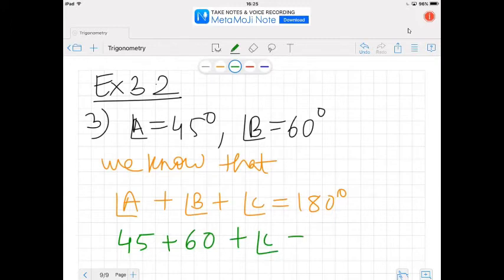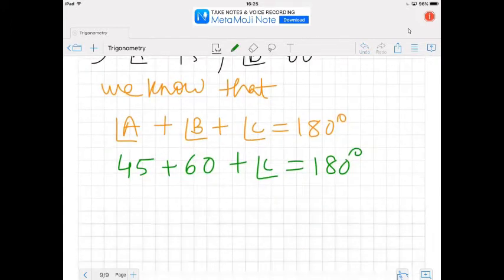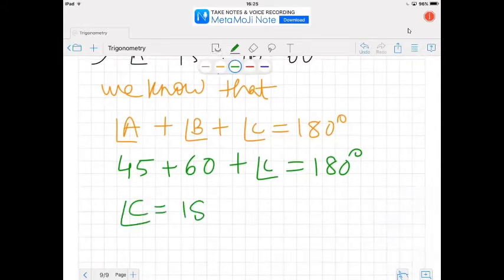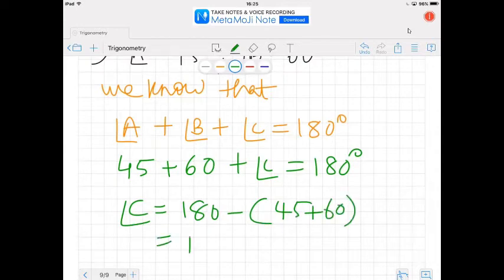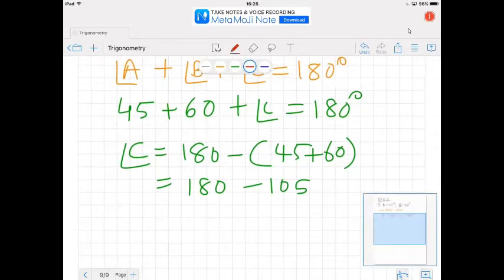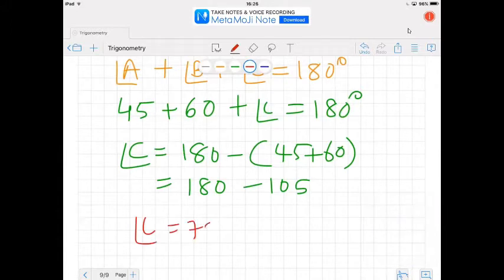ठीक है. So angle C कितना आता है? Angle C comes out to be 180 minus of 45 plus 60. That is equal to 180 minus 105. So angle C is equal to 75 degrees. Okay. Now we have the value of angle A, B and C in triangle ABC. And the question is asking you to find the ratio of the sides of the triangle.